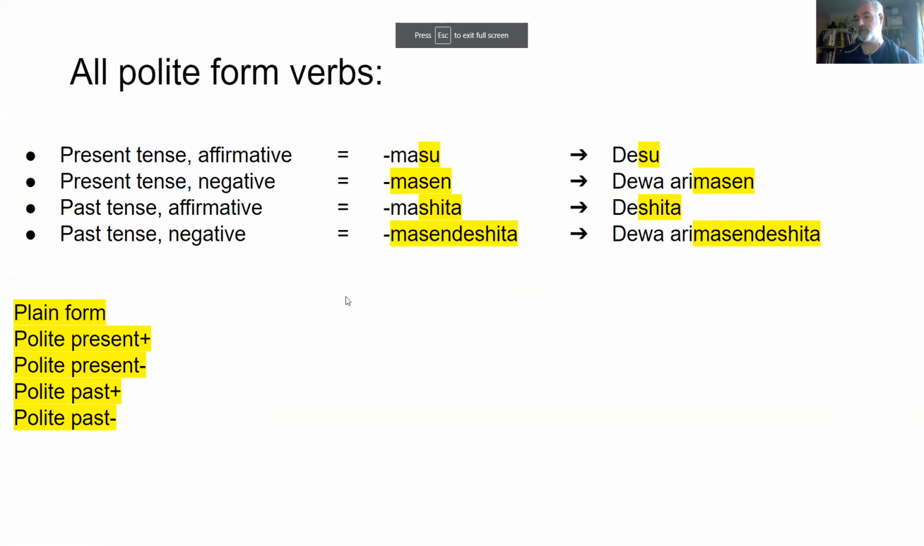So last session we finished with this section of verbs. Let's start the clock. Just a quick repeat: when we're doing the polite form of verbs, the present tense affirmative is going to be masu. It resembles desu. Present tense negative will always be masen, which is a little bit similar to dewa arimasen. Past tense affirmative will be mashita, which again you can see resembles deshita. And the past tense negative will be the combination of these two, masen deshita, which is very similar to dewa arimasen deshita.